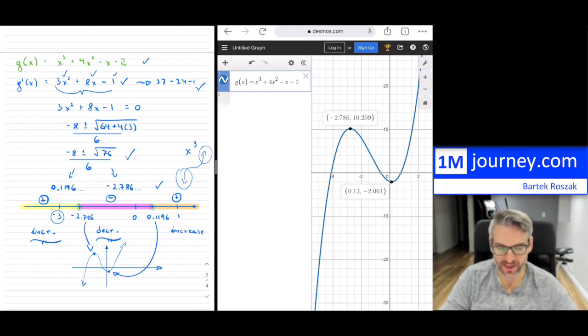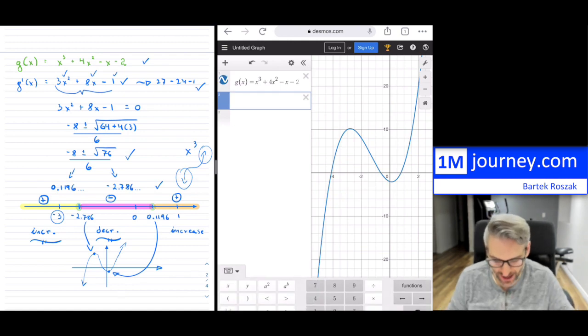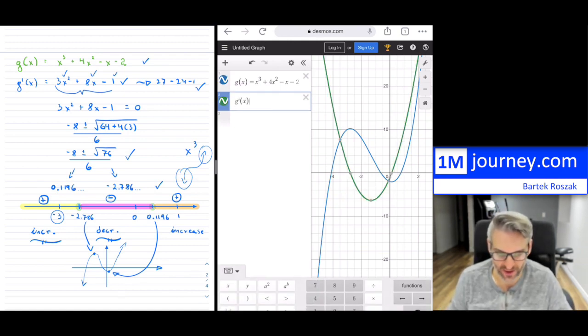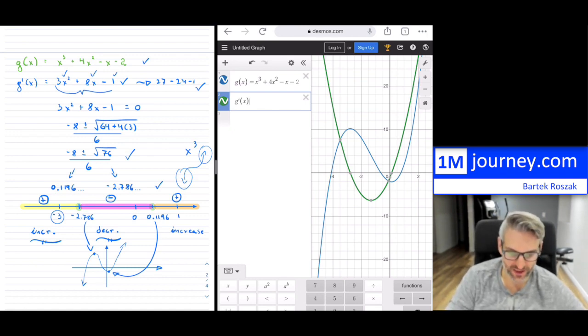So you can clearly see that that is indeed the function itself. Now, if I took the derivative, which you can do by taking a prime on decimals, like so, notice that's the derivative right here.